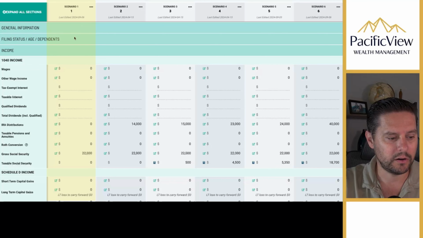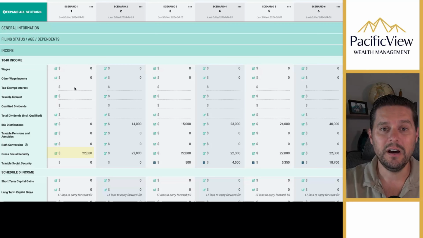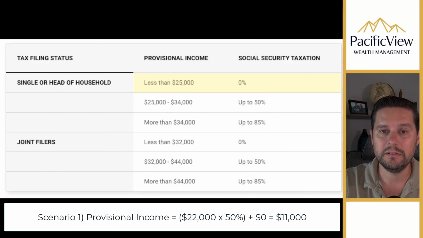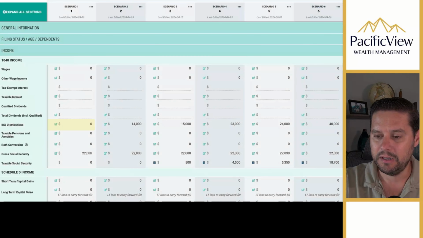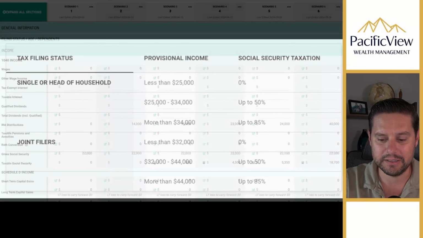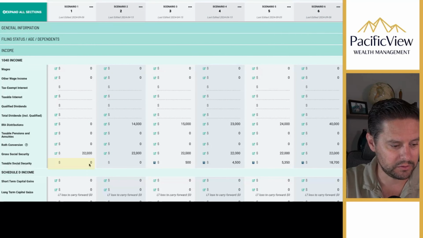Number 1 on the far left-hand column here, $22,000 of Social Security benefits. Well, we put that through our provisional income here. We could see that's $22,000, half, which is $11,000. Adding in all other outside sources of income. In this scenario, we don't have any other outside sources of income. So we are in the less than $25,000 bracket here, which means 0% of our Social Security benefits are taxed. Just like it says here in scenario 1, taxable Social Security right here, $0. Perfect. Let's move on to scenario 2.